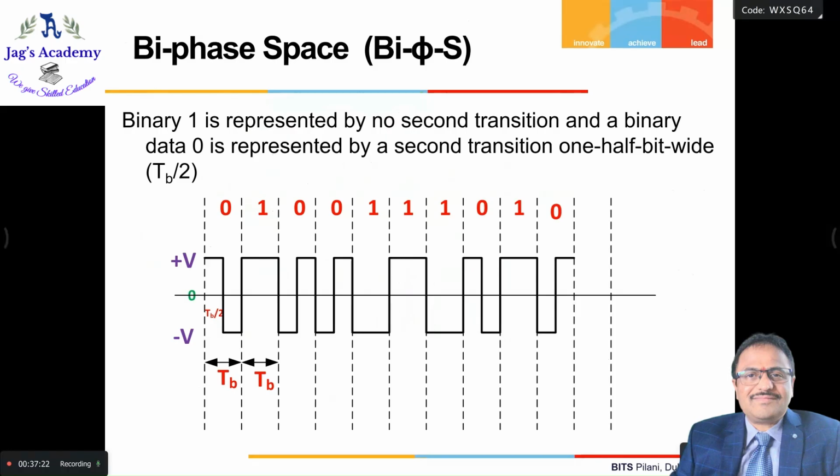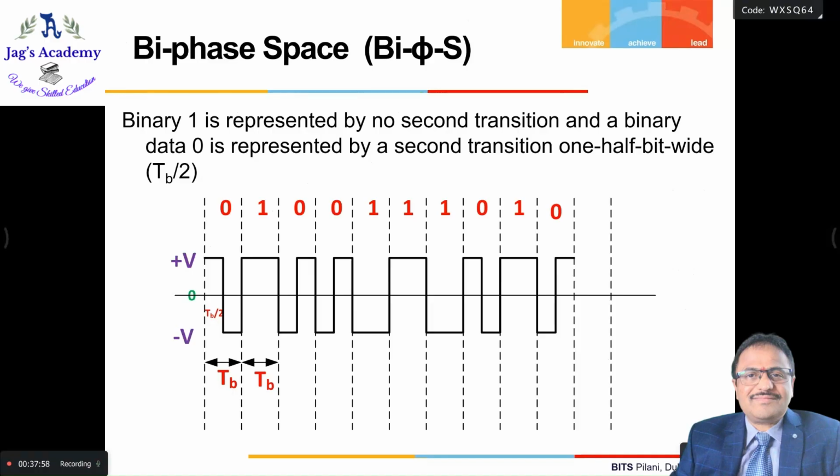Can you just tell me what this is? If you understood the previous one, now can you tell me what this is? First, you yourself have to tell me the answer now. It is the opposite of biphase mark. Always remember, biphase space is the opposite of biphase mark. Understood this? Okay. Like that, you have to remember these things.